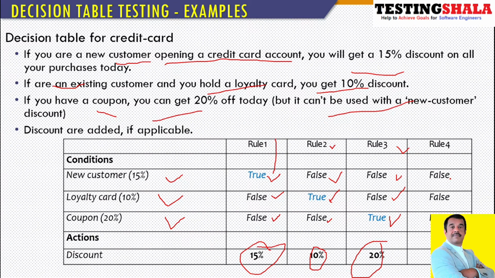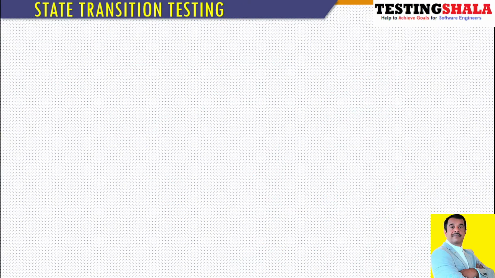And another rule is, he is not a new customer, he is an existing customer, he doesn't have a loyalty card, he doesn't have any coupon code, then you will be entitled to get only 0%. Then in order to derive the test cases, we have to put it in this decision table format. Based on this, we should be able to arrive at the test cases and derive the various test conditions to test the credit card application.